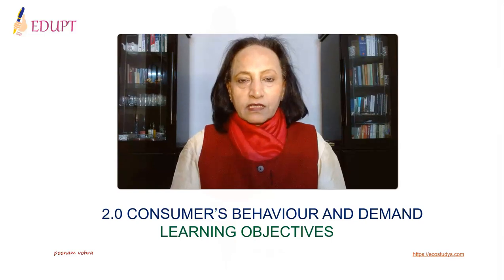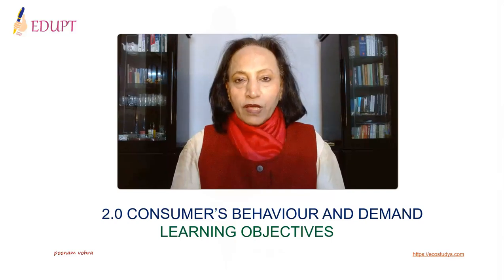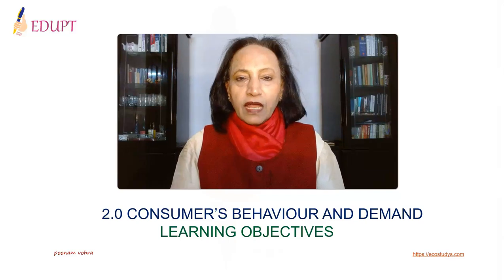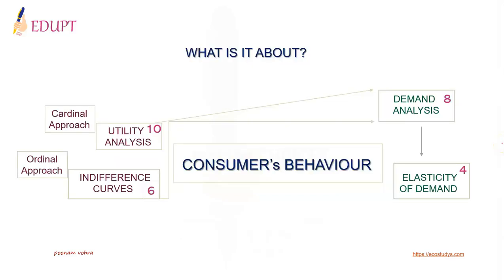From now onwards, we shall move on to the second unit of microeconomics titled Consumers' Behavior and Demand. The aim of the consumer is to maximize satisfaction from consumption, assuming that the money income of the consumer and the prices of the commodities are given. The specific amount of commodities which a consumer finally demands can be determined by two approaches.